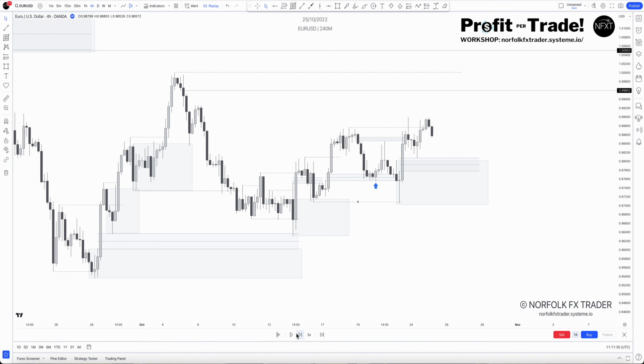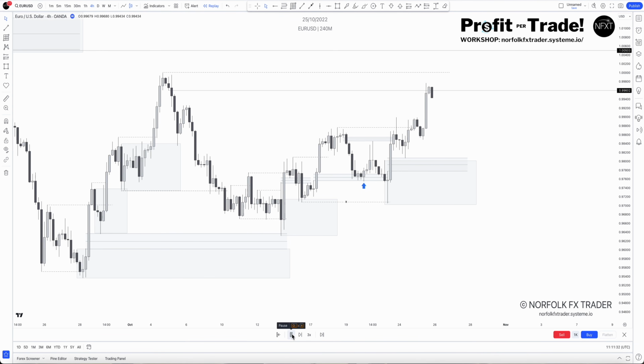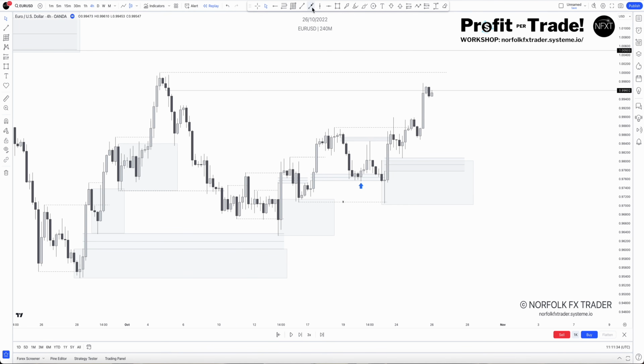Let's just fast forward this a bit. Okay, so we went straight up to this level where I have it marked. Now, I'm marking these ahead of time before we even see price get to them. That is the skill of reading not just imbalances but market structure, supply and demand, and liquidity. We've closed that level. That means we will go to take out this high next and go for the next level.